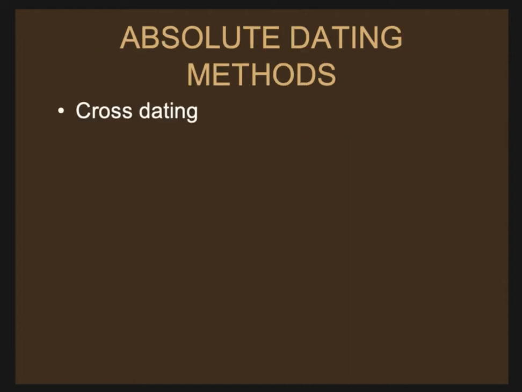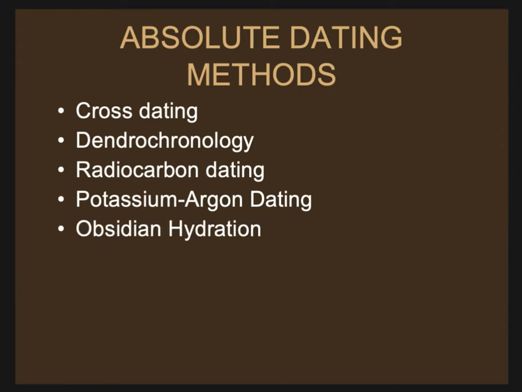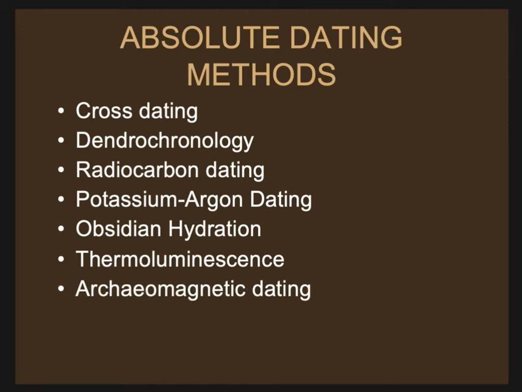One of the first ones we'll talk about is cross dating. We'll look at dendrochronology, radiocarbon dating, potassium-argon dating, obsidian hydration, thermoluminescence, and archaeomagnetic dating. All of these have benefits and drawbacks, and archaeologists don't typically depend on just one. They try to use a combination of dating techniques because the more different techniques you use, the more accurate your date will probably be.